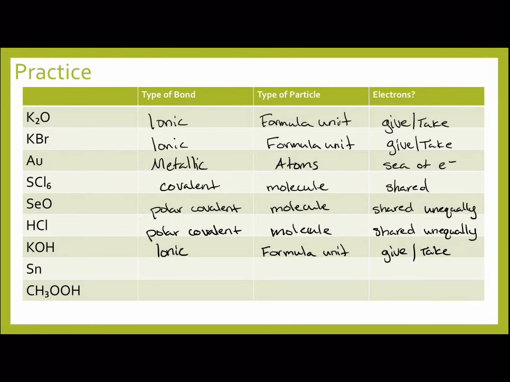Sn, that's tin. So that is a metallic bond. Those are atoms, and there is a sea of electrons. CH3COOH, this is vinegar, and it is polar covalent. It is a molecule, and the electrons are shared unequally.